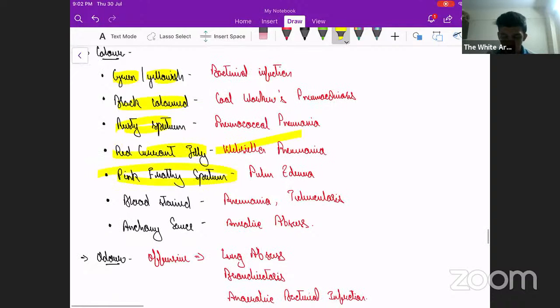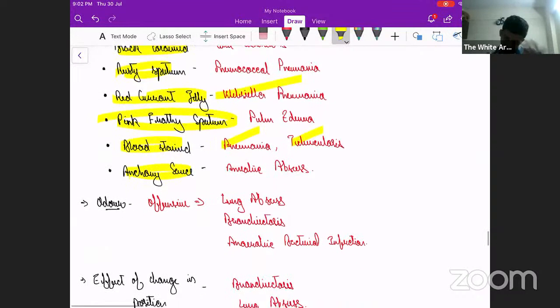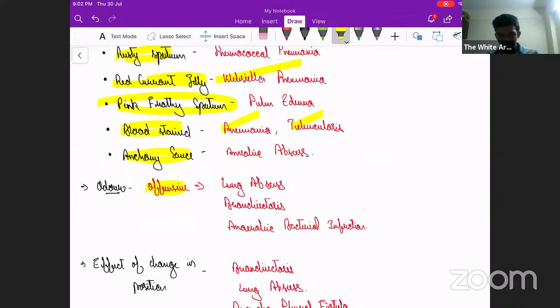Next is pink frothy sputum, it is seen in pulmonary edema. Blood stain in case of pneumonia, TB and all, it can be there. Anchovy sauce, when there is an amoebic abscess that has ruptured from the liver and entered the lungs. Finally, coming to the odor, if it is offensive, then we'll think of lung abscess, bronchiectasis, and anaerobic bacterial infection.